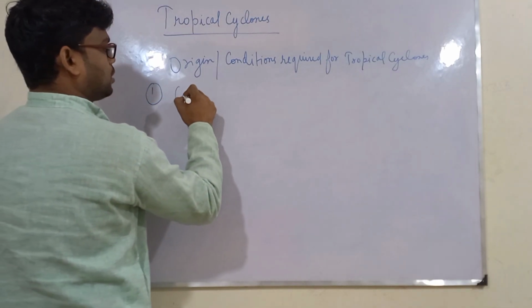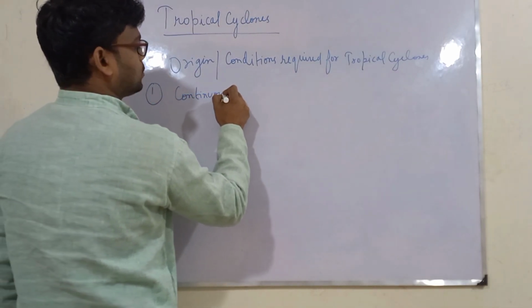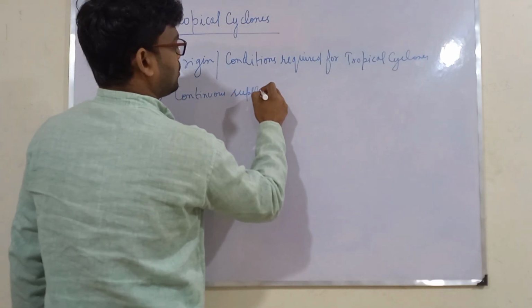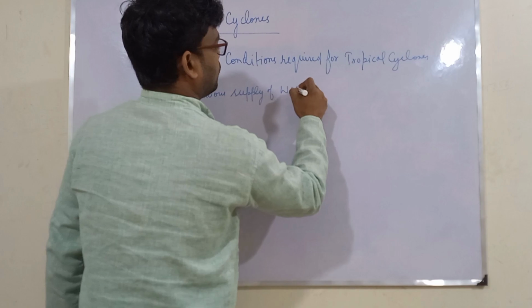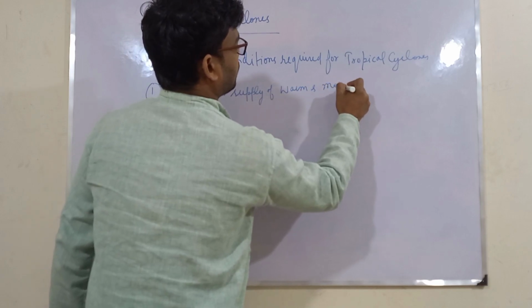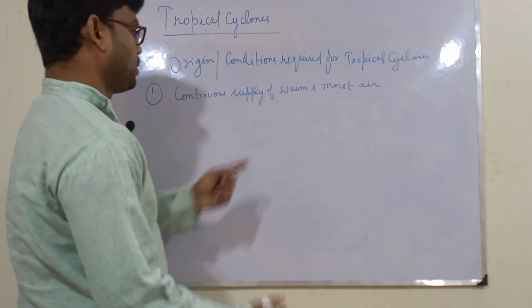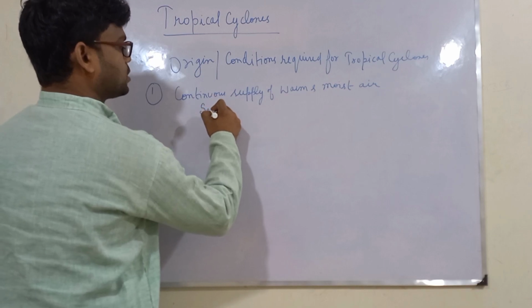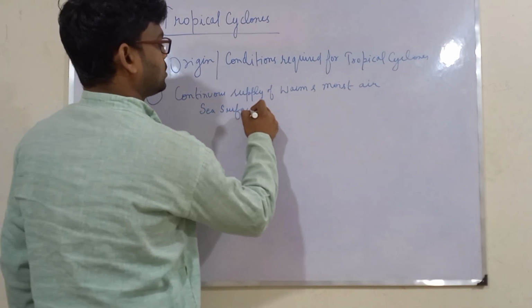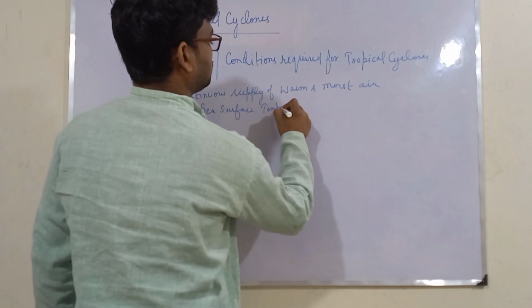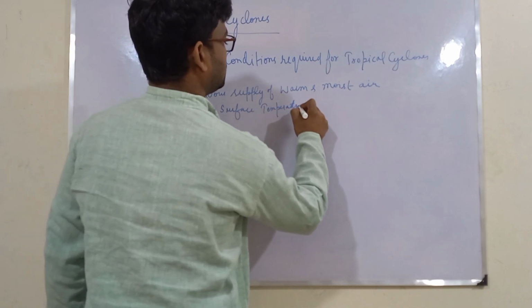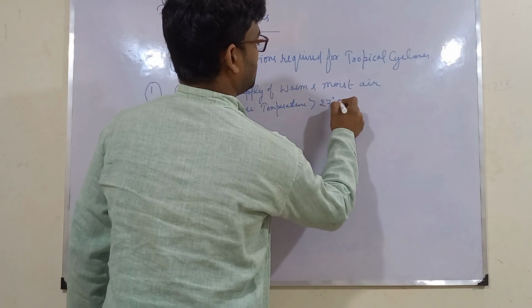So you can note it down. What are the conditions or what is the reason for the origin of these tropical cyclones? First one is continuous supply of warm and moist air. Now, how will this continuous supply of warm and moist air come? Of course, due to sea surface temperature greater than 27 degree centigrade.